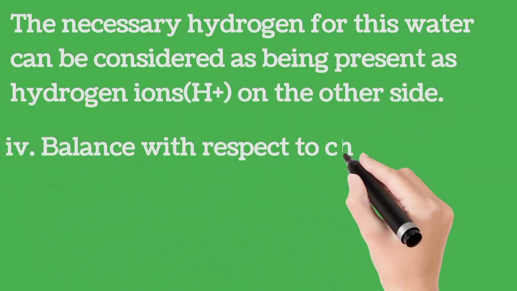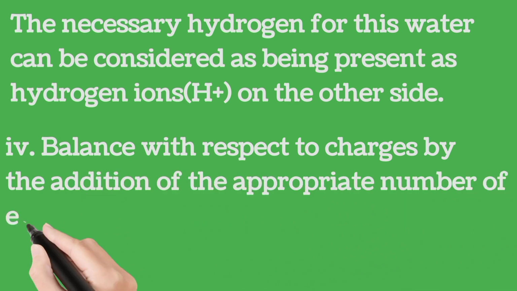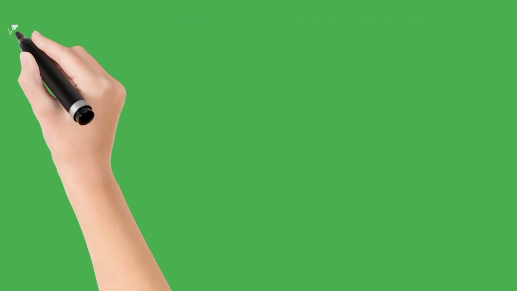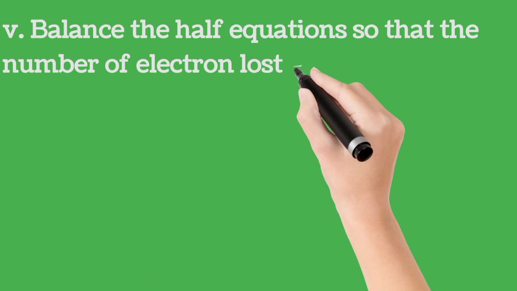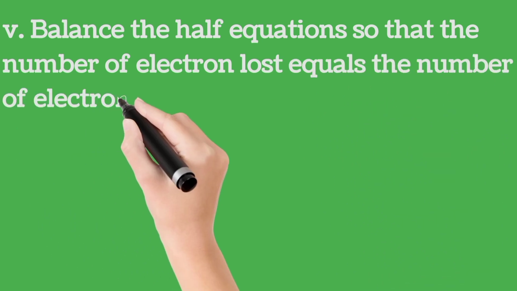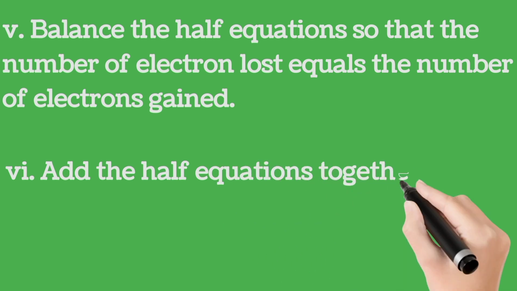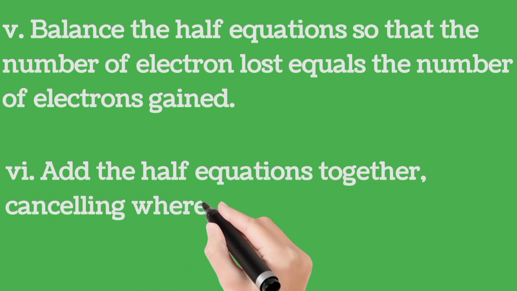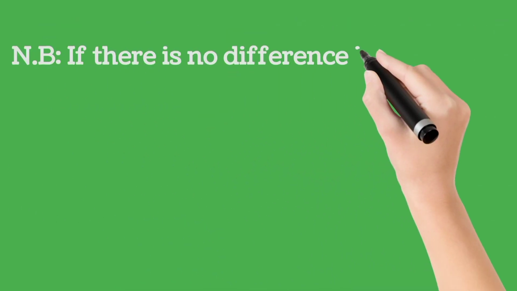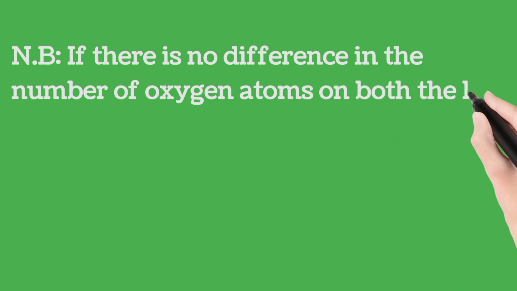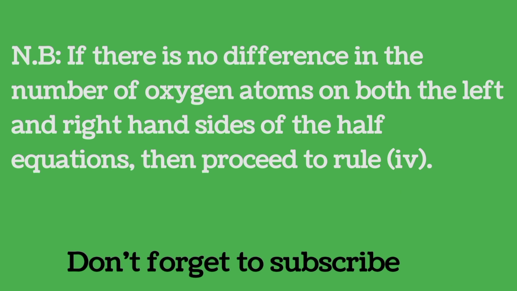Number 4, balance with respect to charges by the addition of the appropriate number of electrons. 5, balance the half equations so that the number of electrons lost equals the number of electrons gained. Rule 6, add the half equations together, cancelling where appropriate. Note: if there is no difference in the number of oxygen atoms on both the left and right hand sides of the half equations, then proceed to Rule 4.